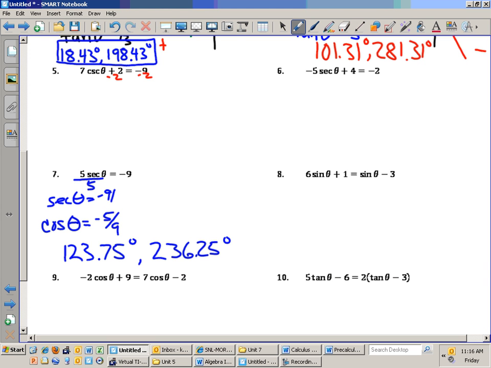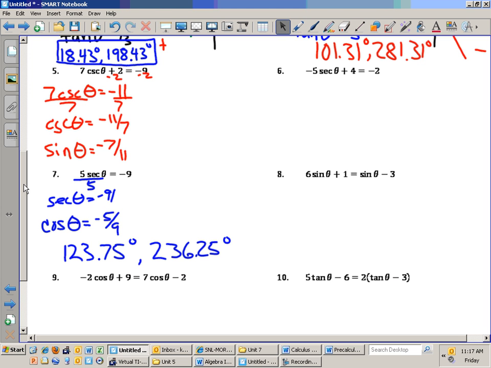Minus 2, so I get 7 cosecant theta is equal to negative 11. Then what? So cosecant of theta is equal to negative 11 over 7. Then what? Sine of theta would then be negative 7 over 11. So I'm looking for where sine is negative. Which quadrants? 3 and 4.